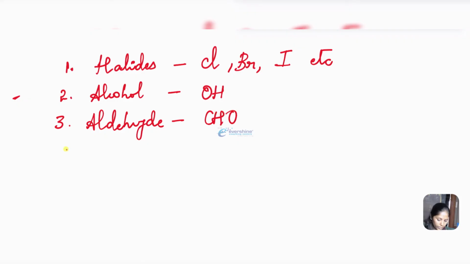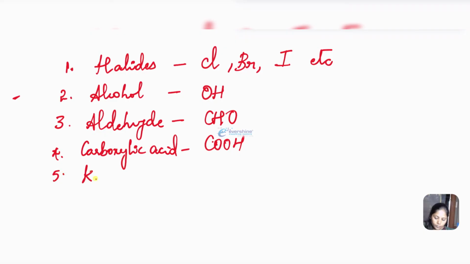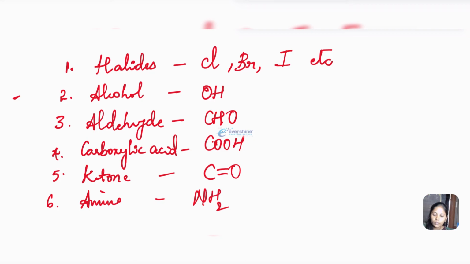Carboxylic acid. Carboxylic acid is COOH. Ketone. Ketone is C double bond O. Amine. Amine is NH2. So these are the functional groups. See, you can see it's a single atom or also a group of atoms. Which are the single atoms here? Chlorine is single, bromine is single, iodine is single. Group of atoms: OH is double, CHO, COOH, C double bond O, NH2.